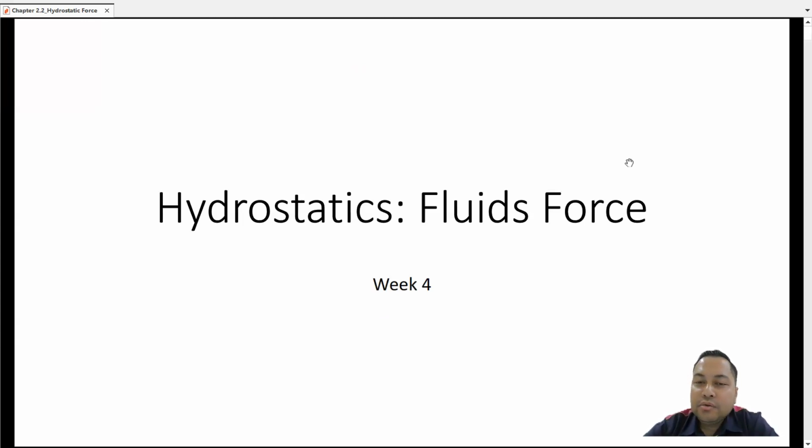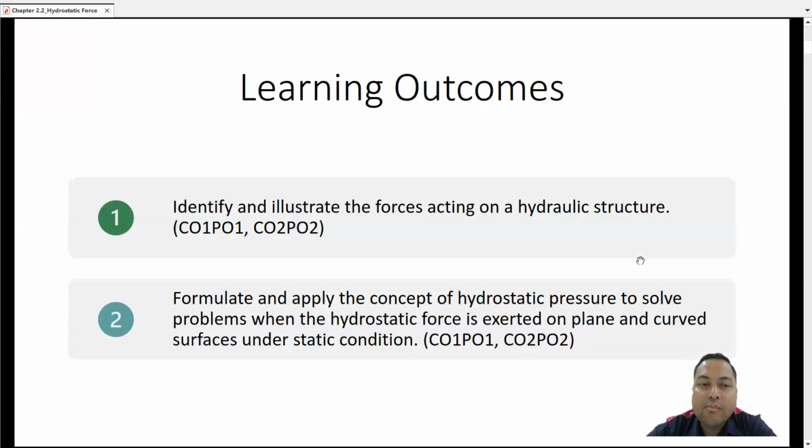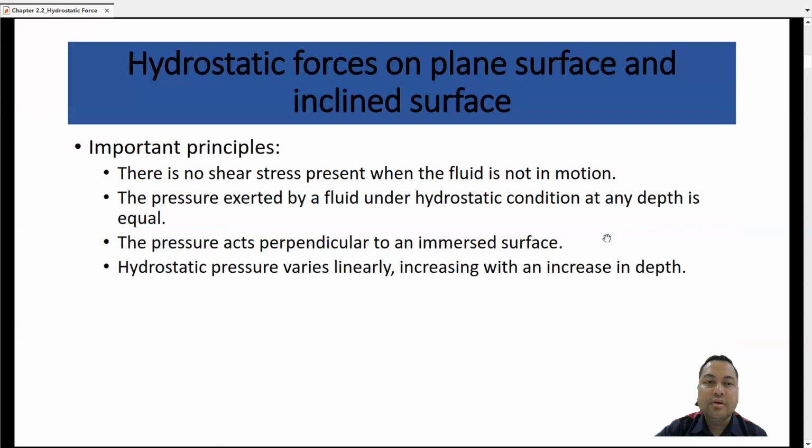Let's continue with the second subtopic for hydrostatics, which is on fluid force, also known as hydrostatic force. At the end of this lecture, you should be able to identify and illustrate the forces acting on hydraulic structures, and formulate and apply the concept of hydrostatic pressure to solve problems when the hydrostatic force is exerted on plane and curved surfaces under static condition.